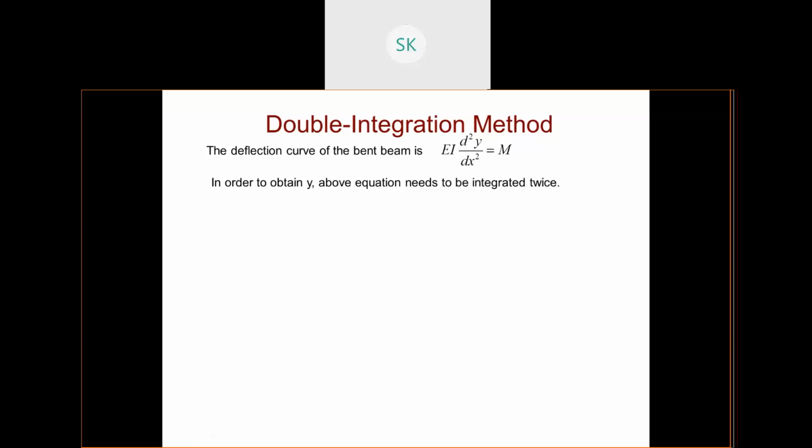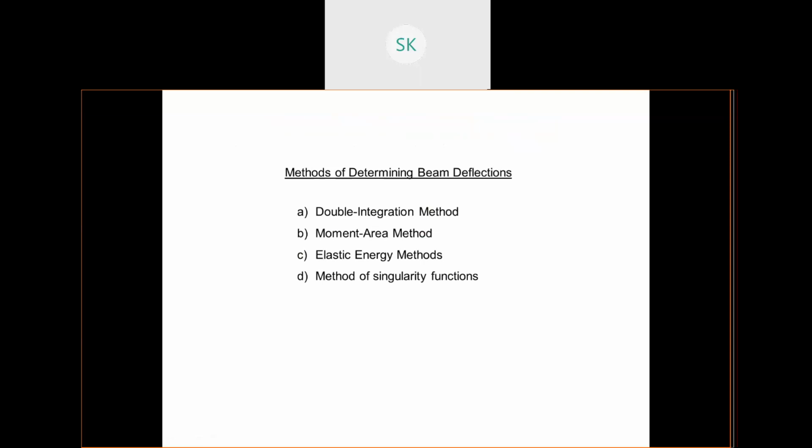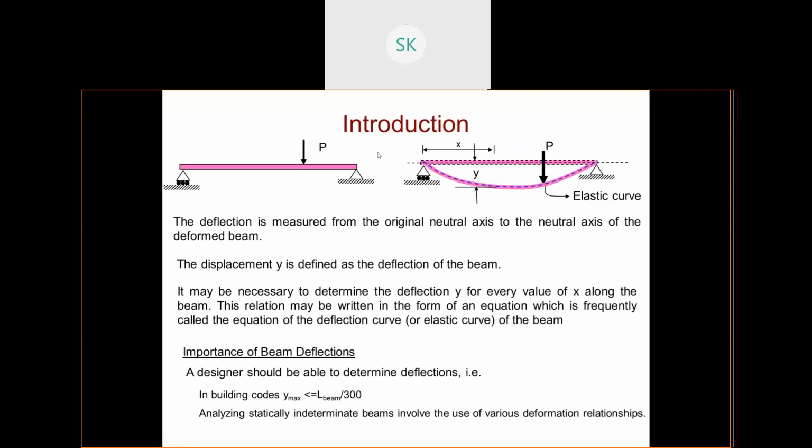And there will be one more term, slope. Let me go back to this. With deflection, you will get a slope also. And what is slope? It is the angle in radians measured between the tangent to the elastic curve and the original axis of the beam.